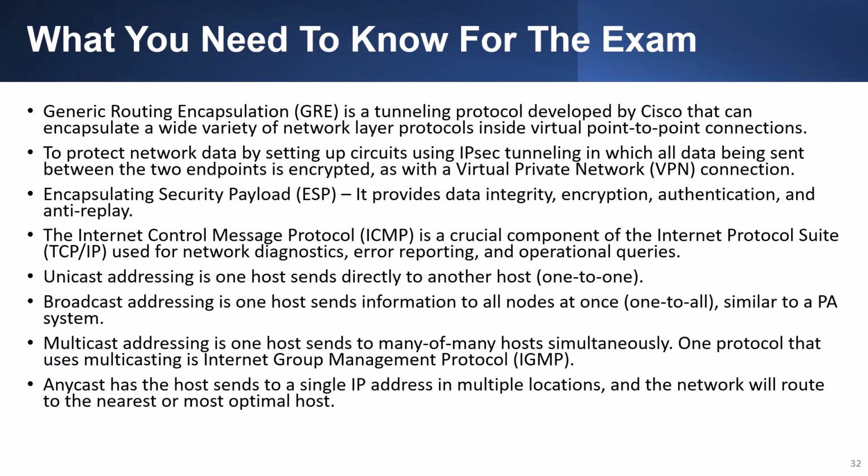The Internet Control Message Protocol, or ICMP, is a crucial component of the Internet Protocol Suite used for network diagnostics, error reporting, and operational queries. Unicast addressing is one host sends directly to another host, one-to-one. Broadcast addressing is one host sends information to all nodes at once, one-to-all, similar to a PA system.